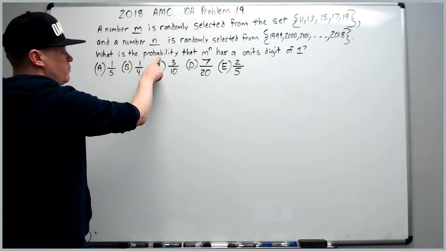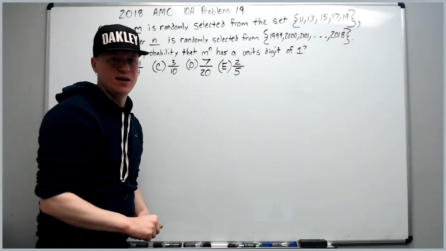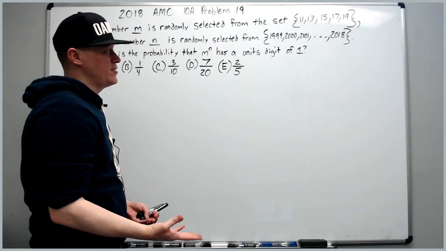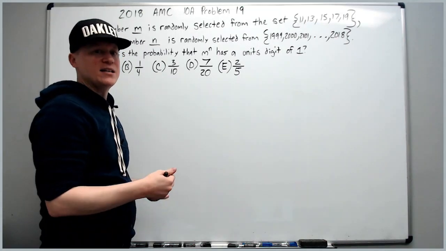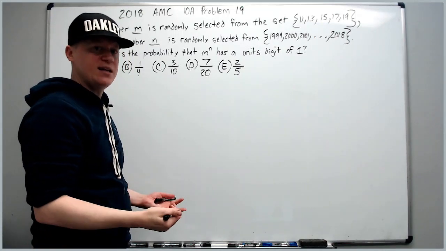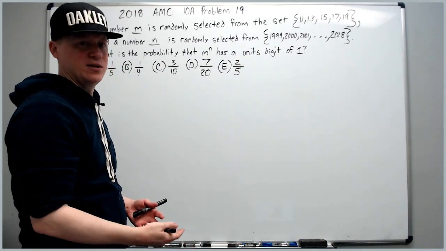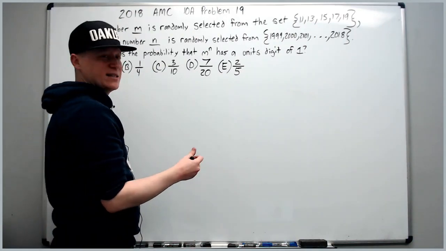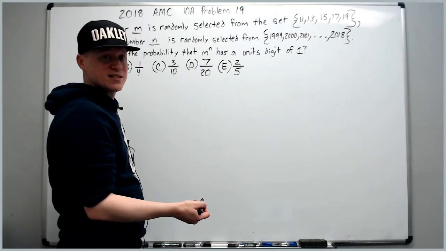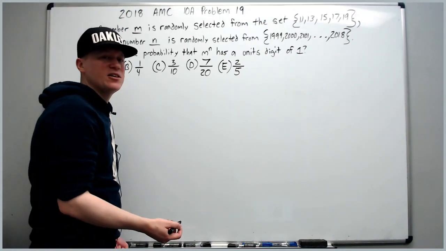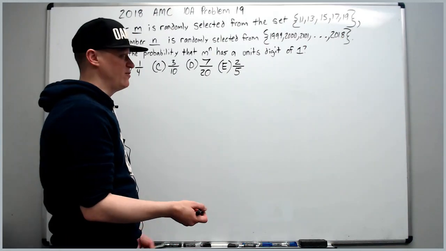What is the probability that m to the n has a units digit of 1? The first thing you have to do is remind yourself not to panic. Just start thinking about things. It's a probability problem. Probability is number of favorable outcomes over number of possible outcomes. So what we want to do typically is find the denominator of that expression first, the number of possible outcomes. It's usually easier to find, and once you've found it, you'll feel a lot more comfortable moving forward.